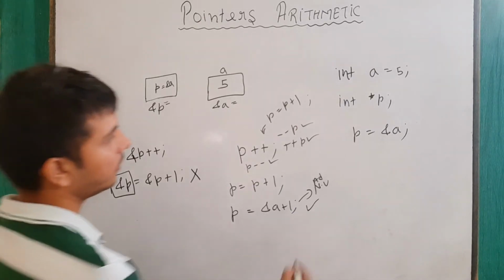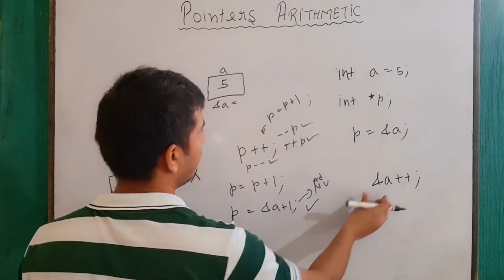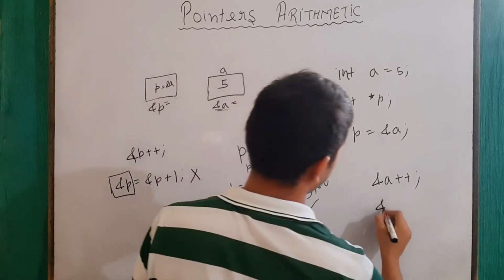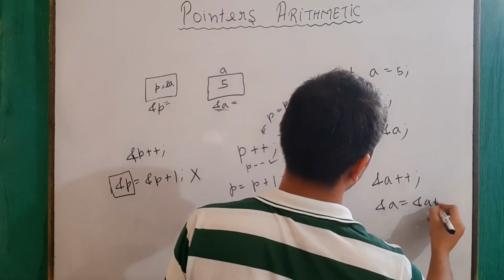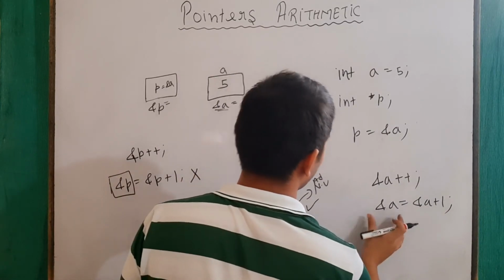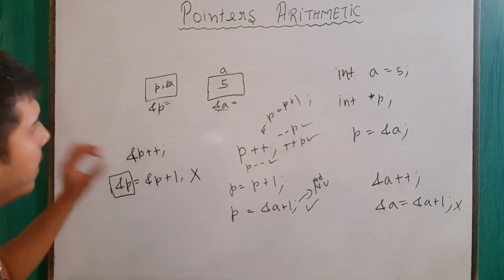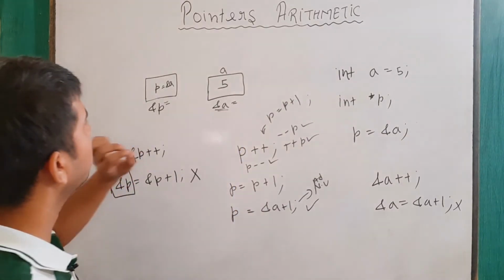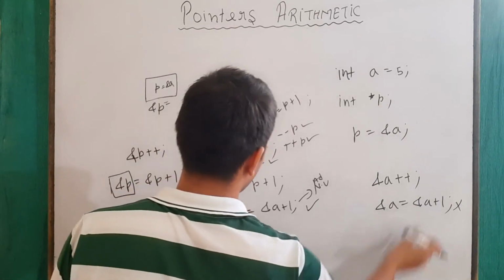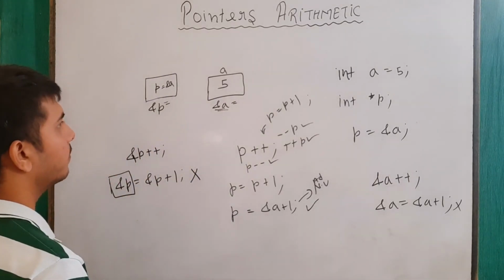Similarly, if I say &a++, &a is what? The main address. It means that I am trying to change it with an addition of 1. So is this a valid statement? No. Why? Because I am trying to change the main address of a variable, and the main address of any variable, whether it is a single variable or a pointer variable, can never change. So this is also not valid. Now let's see some other examples.